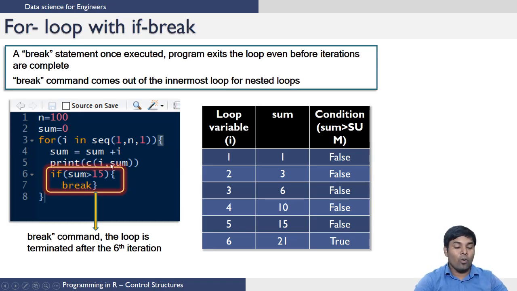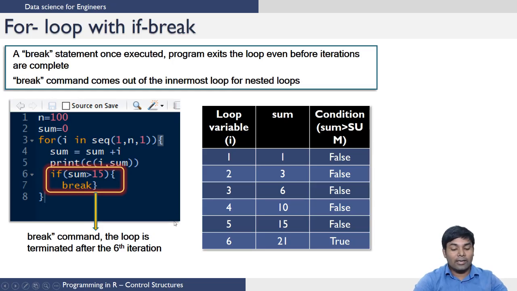So in the for loop, what you have to have is an if break construct. These are the statements that are available. For every iteration, I am adding the sum and the iter value and assigning it to the sum, and I am printing the vector which contains the loop variable and sum, and I have to check a condition. If the sum is greater than 15, I will say break, because this is the condition on which I want to break the loop. So this break statement, once executed, the program exits the loop even before the iterations are complete.